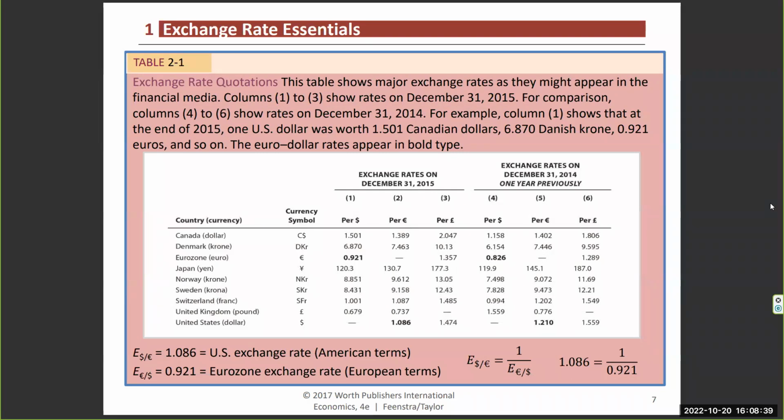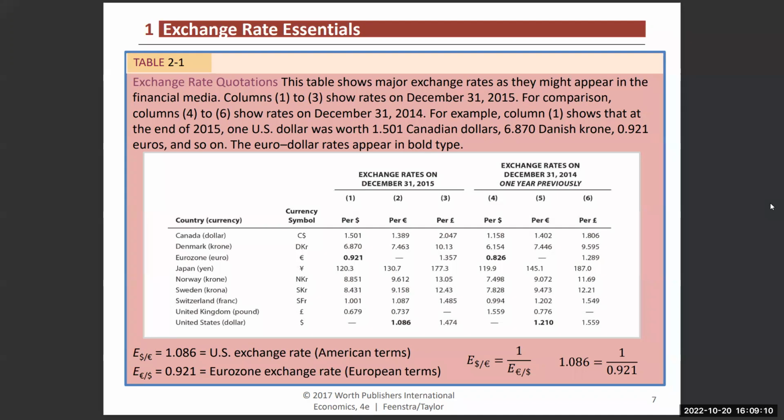Okay, so here we have some exchange rate quotations, and on the left hand side we do have some currencies. This is between 2014 and 2015. So 2014, which is the previous year, is in here. This is the column 4, 5, and 6. An exchange rate on December 2015. So 1 year after 2014 is 1, 2, and 3.